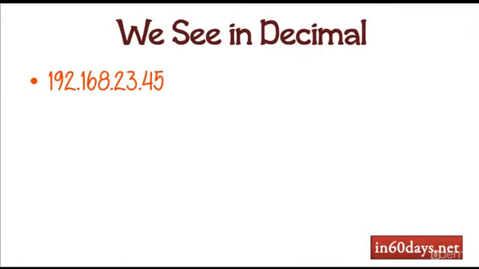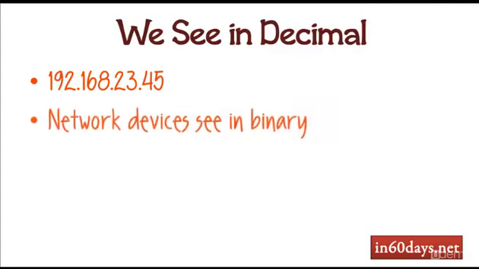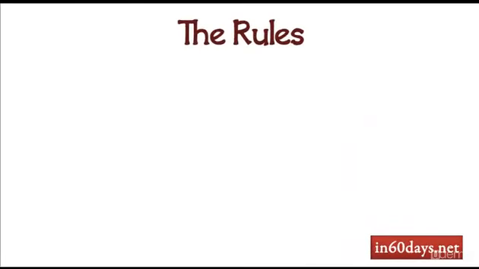Speaking of making it easier to see, we see numbers in decimals, but it's important to remember that network devices can't understand the decimal numbering system. They only really work in binary. Now, we can configure our devices so it actually displays numbers in binary, but why anyone would want to do that, I really don't know.